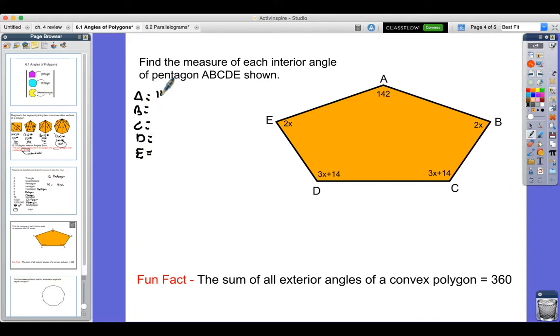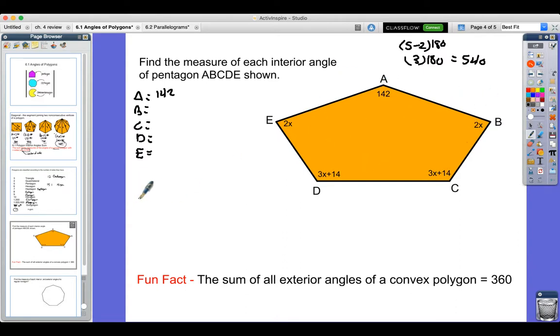So we have A, it's 142. Okay. Now first, let's think about it. What's the sum right here? Let's find the total sum. So it's a 5-sided figure, so 5 minus 2 times 180. So that's 3 times 180. What we said was it was 540. So we know the whole thing, all 5 of these add up to be 540.